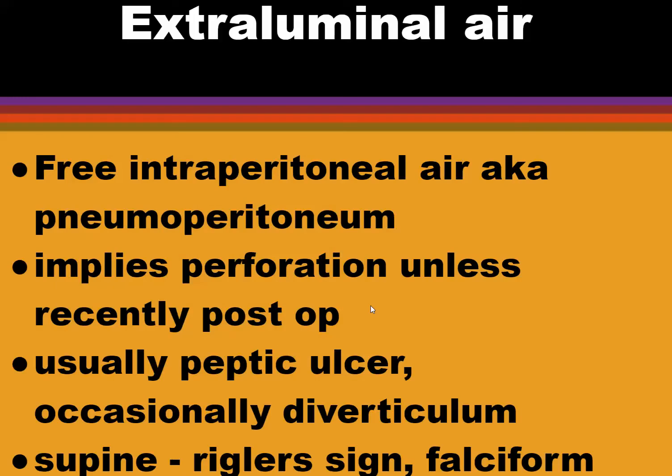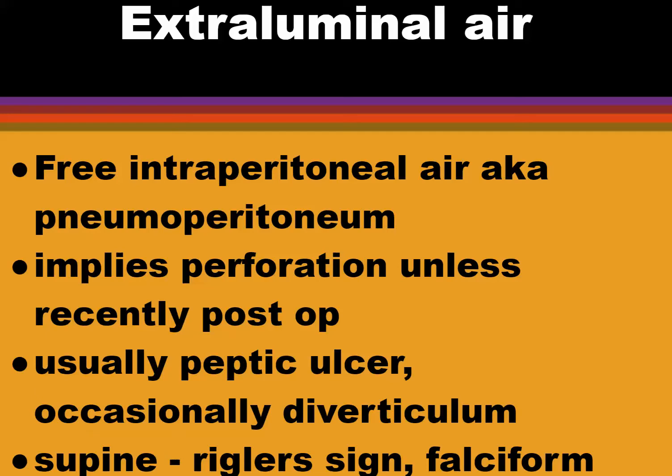Let's talk about extraluminal air. This basically means air that has escaped from the lumen of the bowel, any part of the bowel, stomach, small bowel, large bowel, and has become free intraperitoneal air, otherwise known as pneumoperitoneum. Again, don't overcall it, particularly if the patient's had a recent surgery. Often it's peptic ulcer disease. Occasionally you get perforation from a sigmoid diverticulum in severe diverticulitis. You'll see Rigler's sign, and you might even see the falciform ligament, more conspicuously as it's outlined by free air.